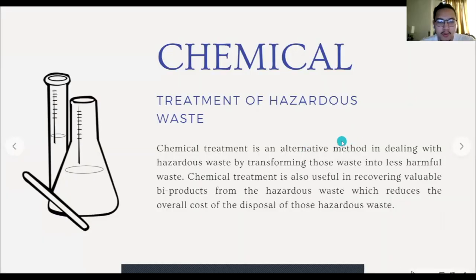So now I will be discussing chemical treatments for hazardous waste. Chemical treatment is another way of treating hazardous waste. Chemical treatment can turn hazardous waste into less harmful materials, and it can also be used to recover valuable byproducts from the waste, making the disposal of the waste less costly.